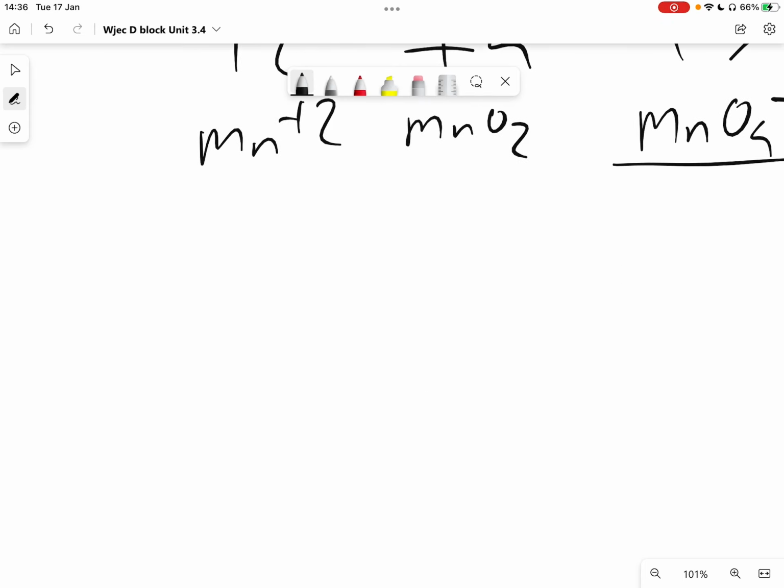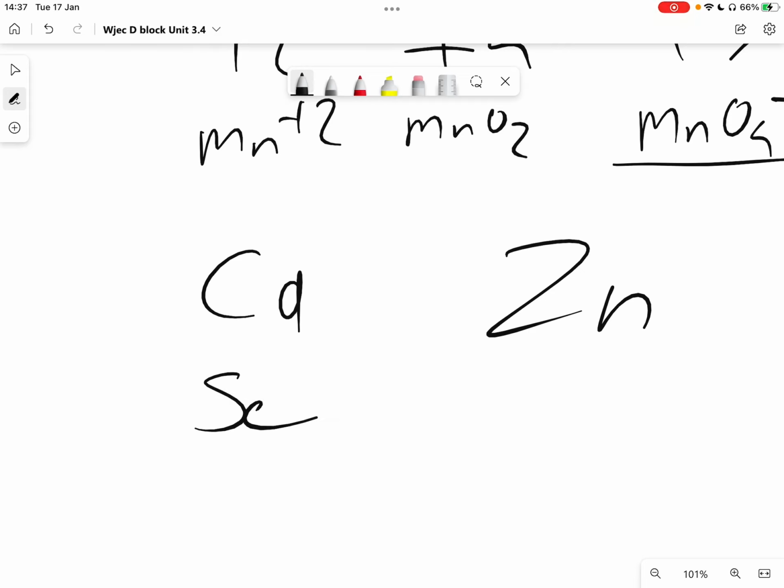So these are cadmium and zinc. No, not cadmium, sorry. Scandium. Where have I got cadmium from? I was thinking, I've got a cadmium badge right next to me on my desk, so that's where I got cadmium from. So scandium and zinc.